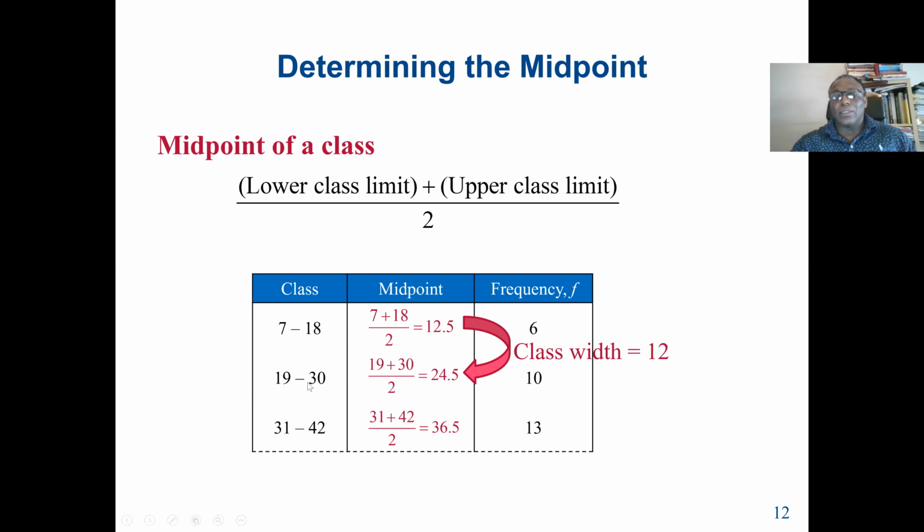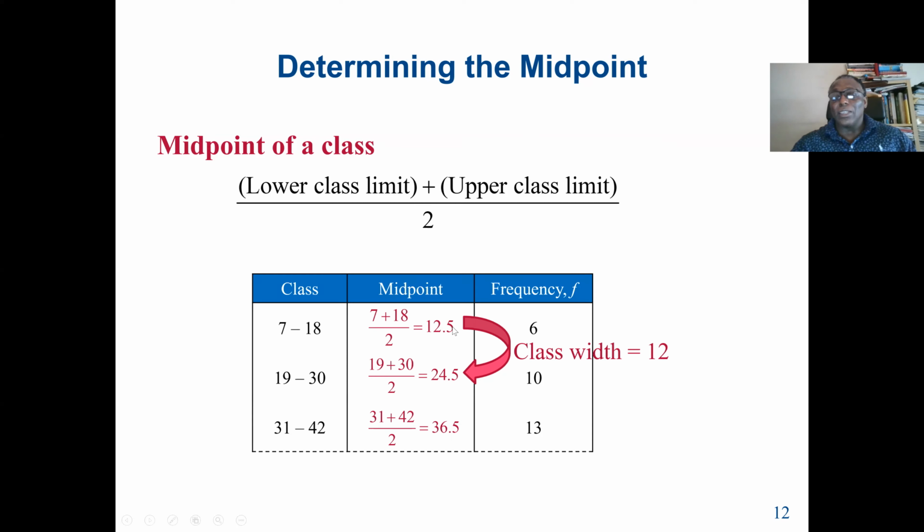And then 19 plus 30 divided by 2 is 24.5, then 31 plus 44. So the midpoint basically is you are finding the average between the lower and also the upper class limit values. So 7 and 18, 19 and 30, 31 and 45, all divided by 2 to give us the average.